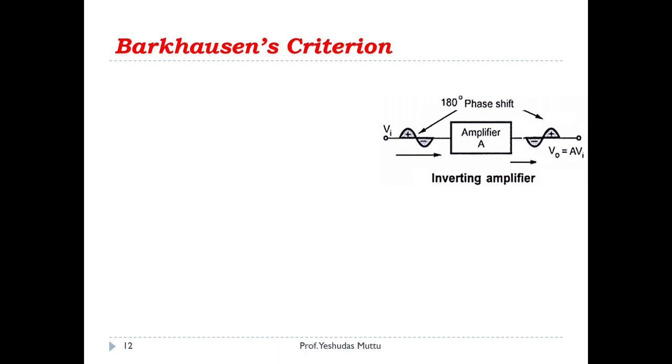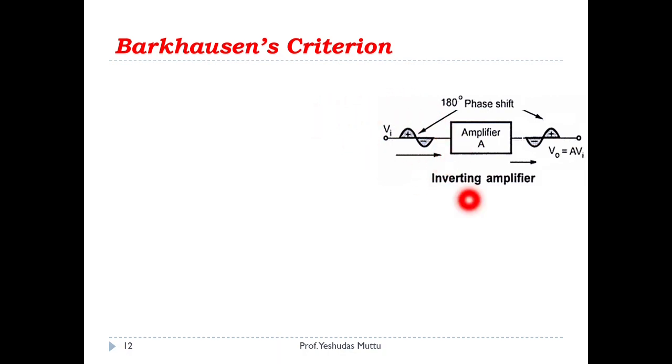Now, coming to the major part of this particular video, that is Barkhausen's criterion. Without this you won't understand how an oscillator operates, so please listen to this carefully. To understand Barkhausen's criterion, we'll consider an inverting amplifier. In an inverting amplifier, you all know that when I give the input signal, it will produce the output signal which is out of phase with respect to the input. So it produces a 180 degree phase shift. But you know that in oscillators this Vi won't exist. In oscillators I cannot give this Vi.